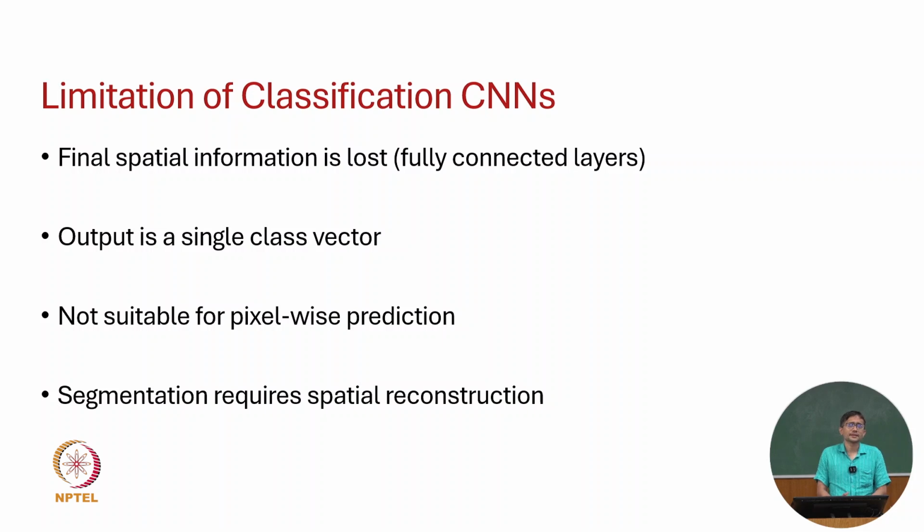Now, what happens with such classification CNNs? The final spatial information is lost due to the use of fully connected layers. And hence, this is not suitable for pixel-wise prediction. Segmentation indeed requires spatial reconstruction, which is missing in these classification CNNs.